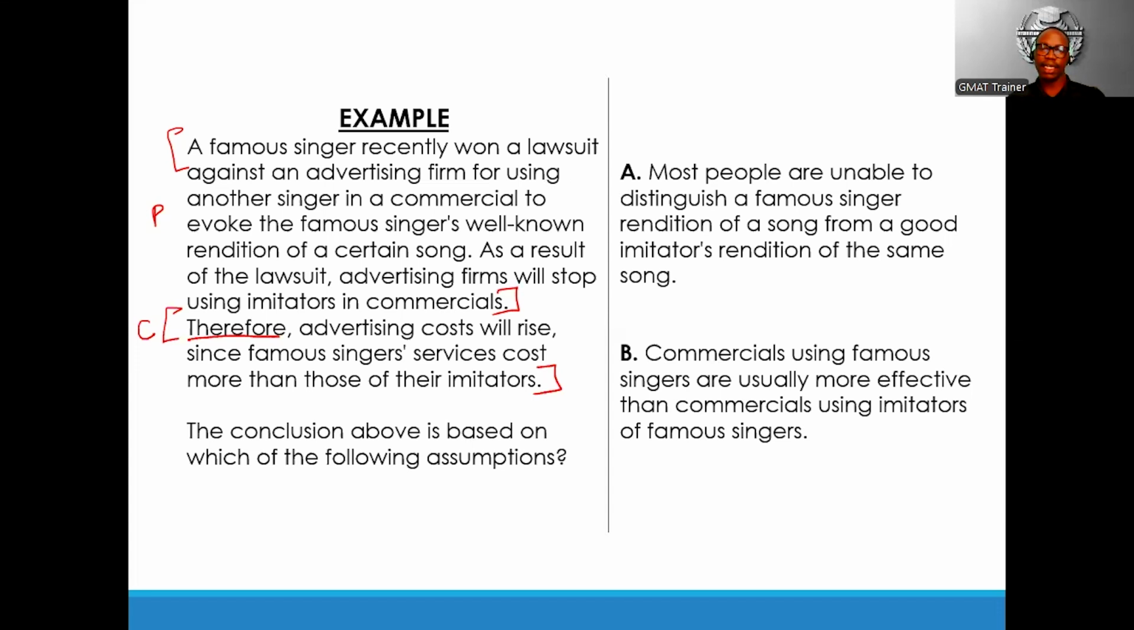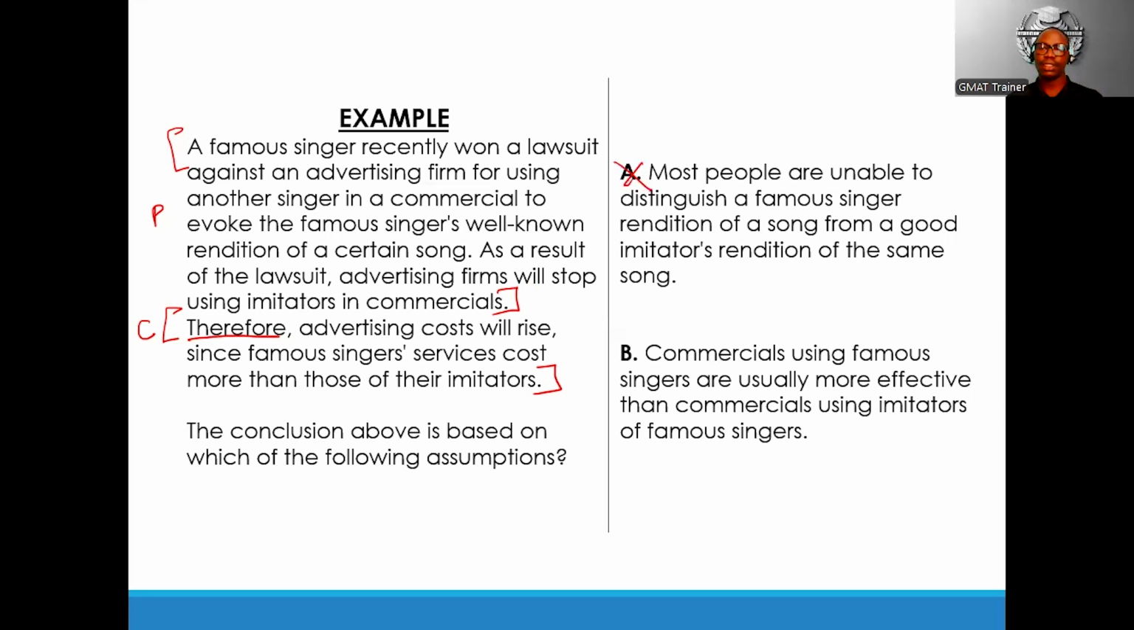Answer choice A says, most people are unable to distinguish a famous singer's rendition of a song from a good imitator's rendition of the same song. So remember what you're looking for: an idea that will link the premise to the conclusion. A does not really do that; it just gives us information about something. To some extent it strengthens the conclusion, but not conclusively. For it to be the assumption, it has to hold. If we can't differentiate the two, then what is the purpose of using the singer themselves or the imitator? There has to be a competitive advantage for using one over the other. So for that reason, A is out.